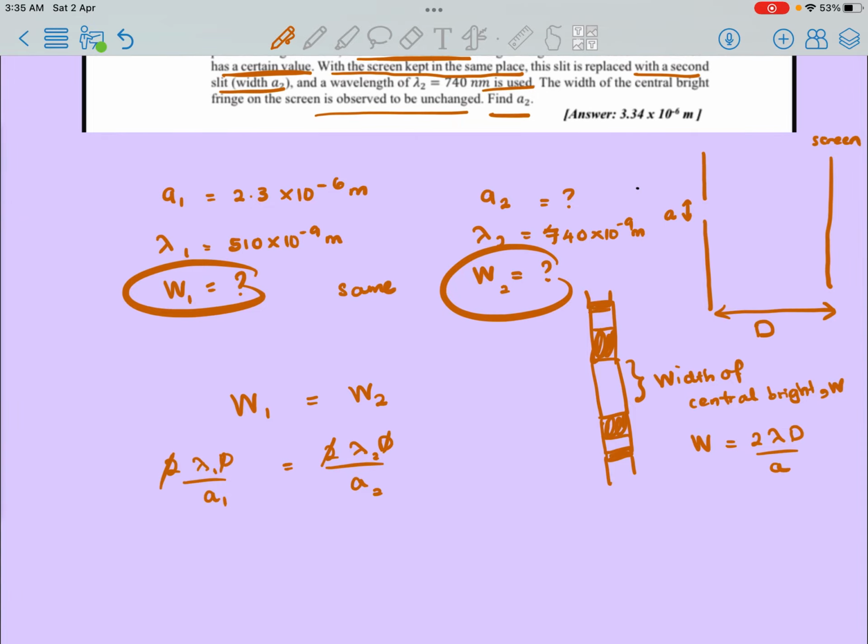So we then insert our value. Okay, and then you then press your calculator, and I think you get your A2 to be 3.34 × 10^-6 meter. Okay.